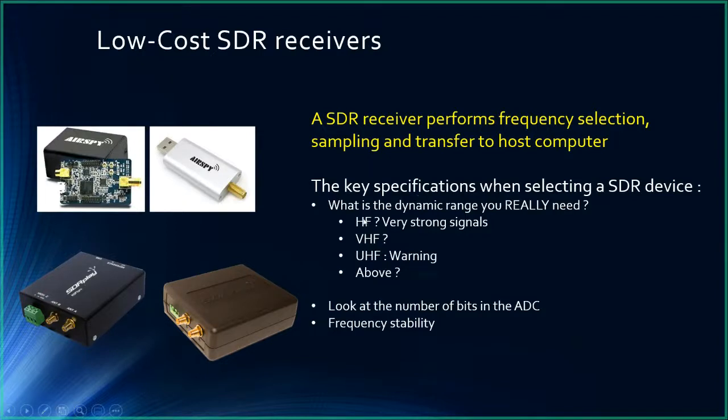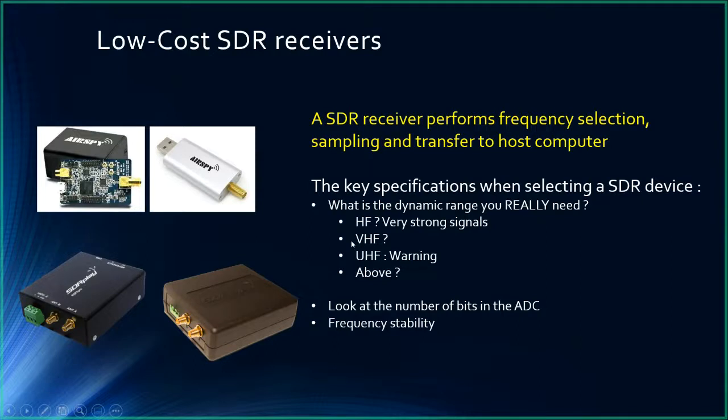So first of all, the really key question is the dynamic range you really need. As I said, it depends on the frequency. Look at the number of bits. The more you have, the better it is, of course. And the frequency stability. I showed that if you're listening to SSB at very high frequencies and the clock is not stable, it will be difficult to hear this. Okay, so that's the hardware side.